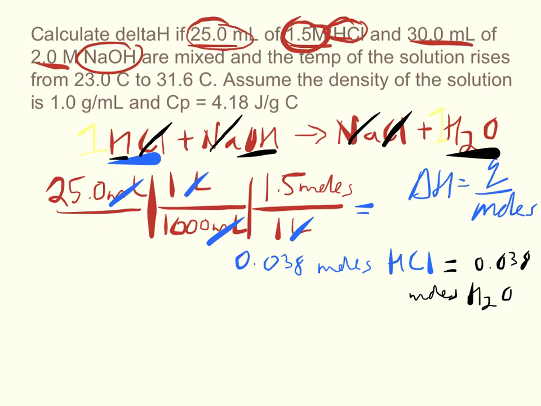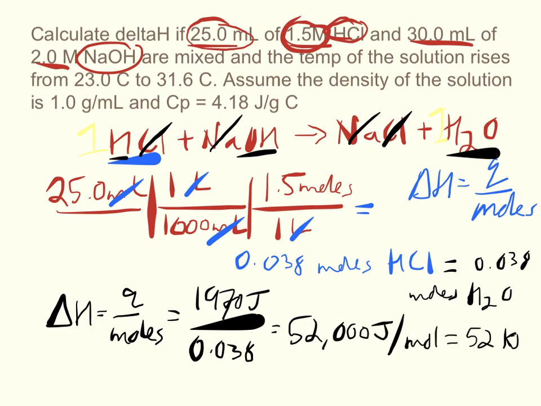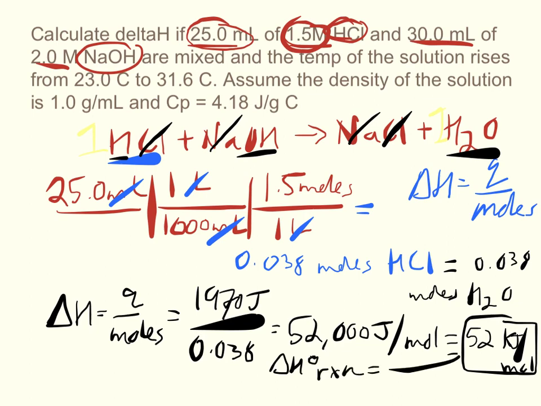So let's plug the values in. I know that delta H is equal to Q over moles. I remember my heat from the page before was 1,970 joules divided by the number of moles, 0.038. And if I do the conversion, I'm left with 52,000 joules per mole, which we could also convert to 52 kilojoules per mole. So that would be delta H naught for this reaction. Boom.